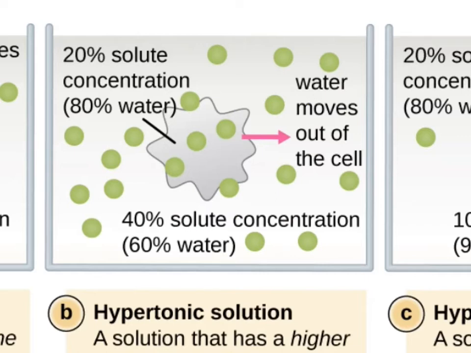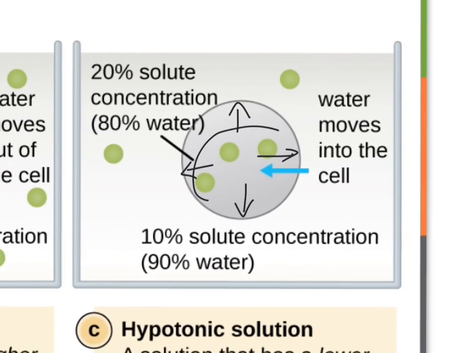In our other example here, we have very little solutes on the outside, so we have high energy water out here. We've got higher solute concentration on the inside, and therefore we have lower energy, and the water moves from high to low, in.